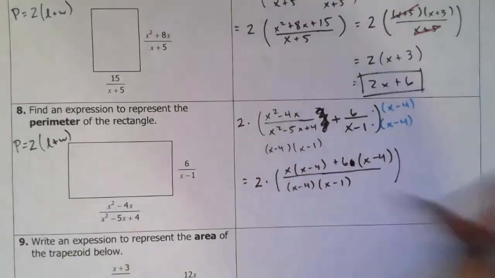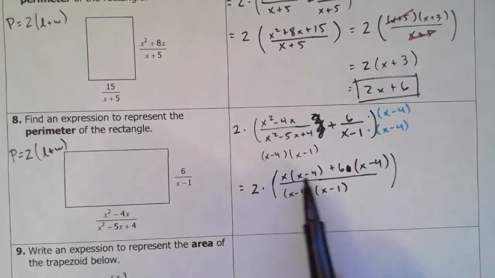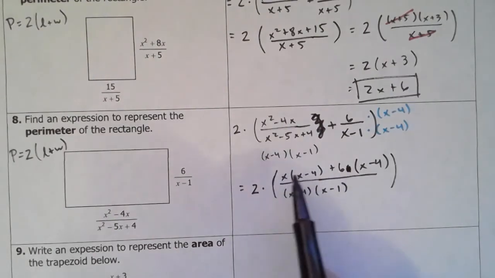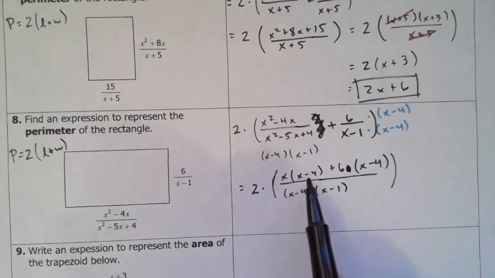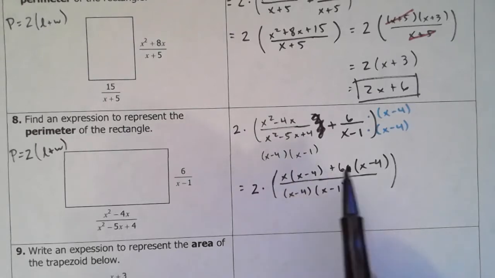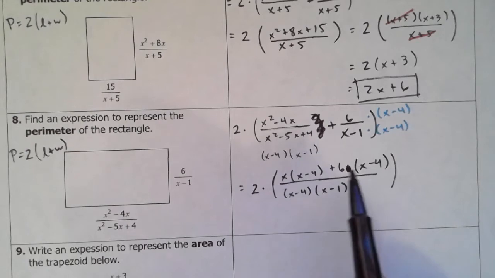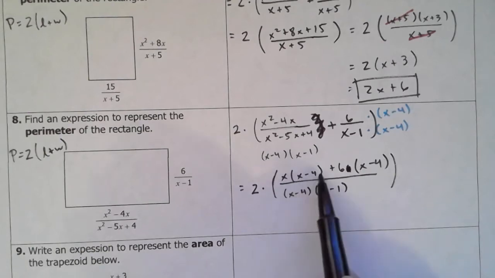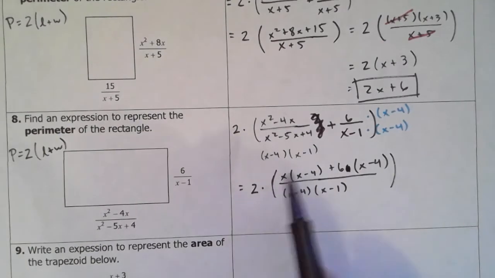You might see it, and this would be factored by grouping. If I had distributed this out completely, so x squared minus 4x plus 6x minus 4, then I would combine like terms. You're going to get some quadratic. If you factored that quadratic and you were showing your work, look, x minus 4, x minus 4. So this would have been the factored by grouping.